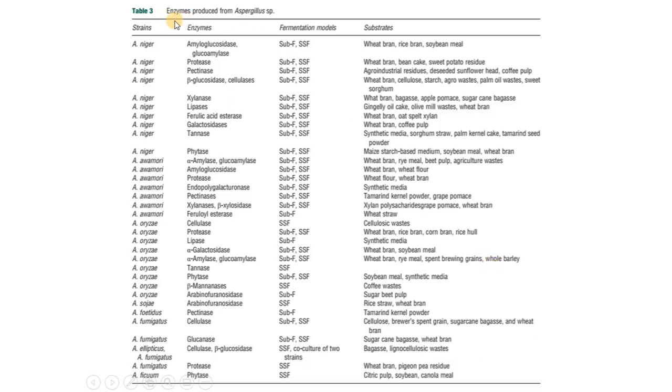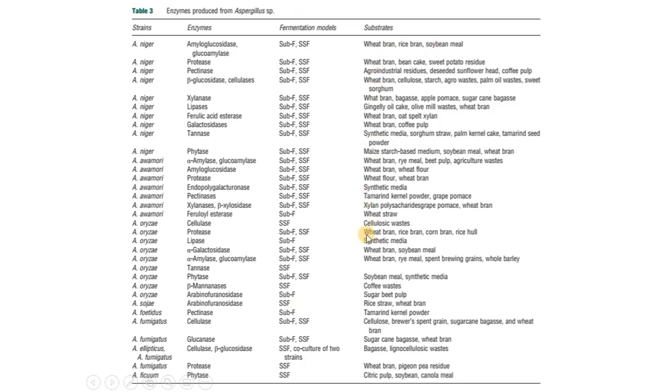And next, coming to table 3, there are enzymes produced from Aspergillus. So we are showing only the Aspergillus species. That is Aspergillus niger and Aspergillus awamori and Aspergillus oryzae and Aspergillus fumigatus, etc. These are all the enzymes produced from the respective strains of Aspergillus, and this is the fermentation mode. So this is submerged fermentation, that is fed batch and SSF, and in the submerged fermentation, F means fed batch. If it is only SSF, it means batch.